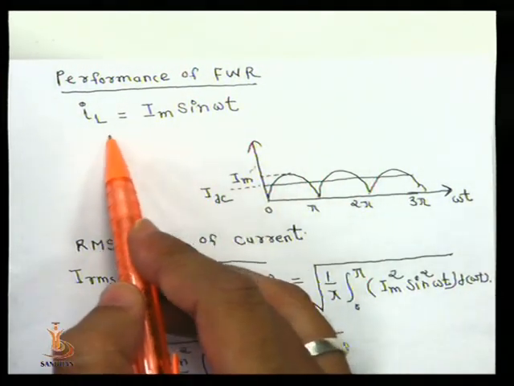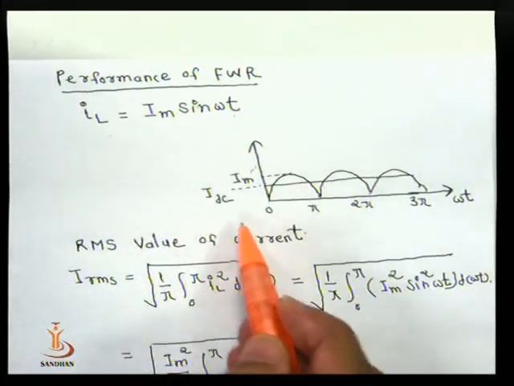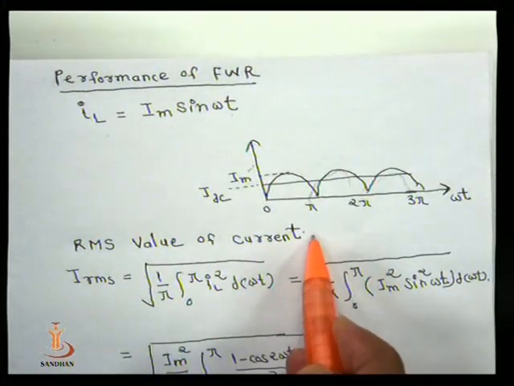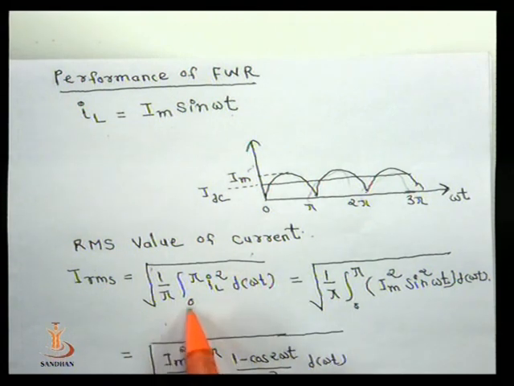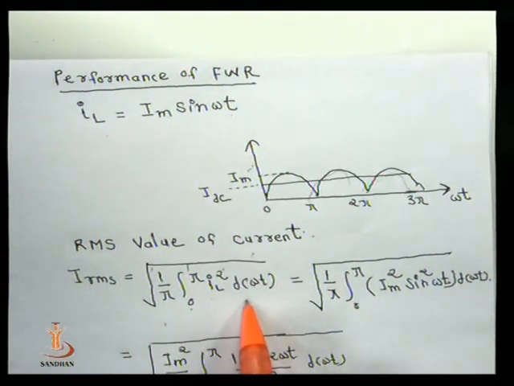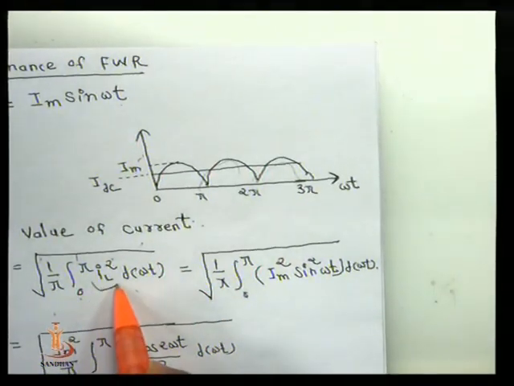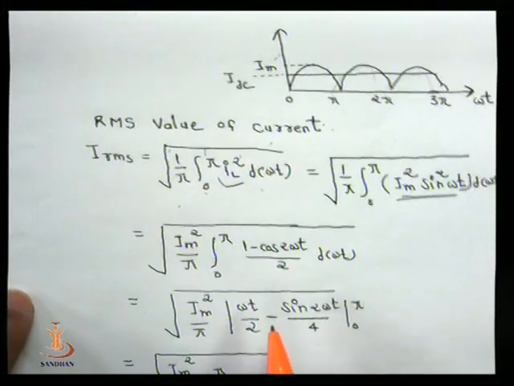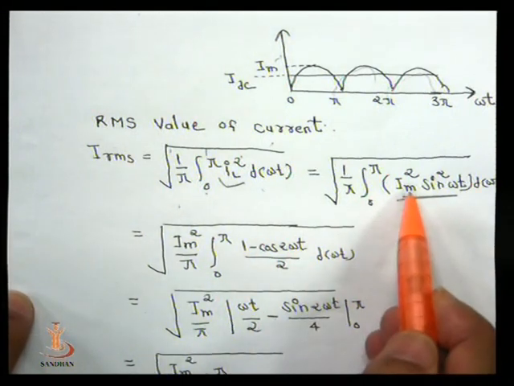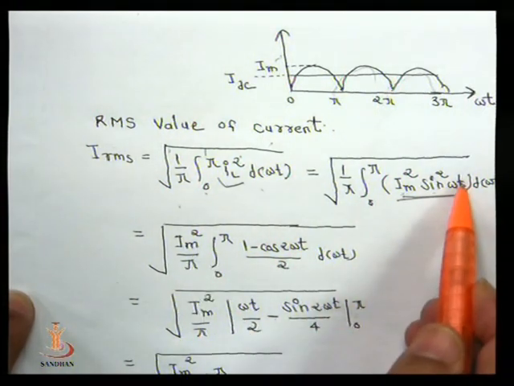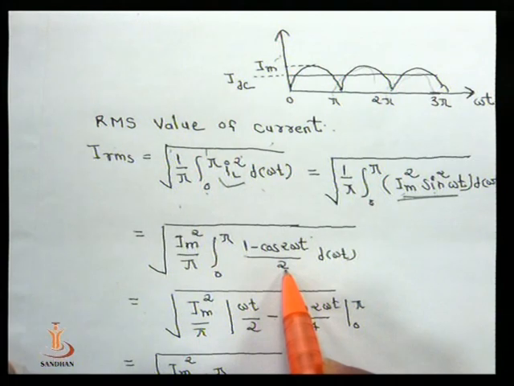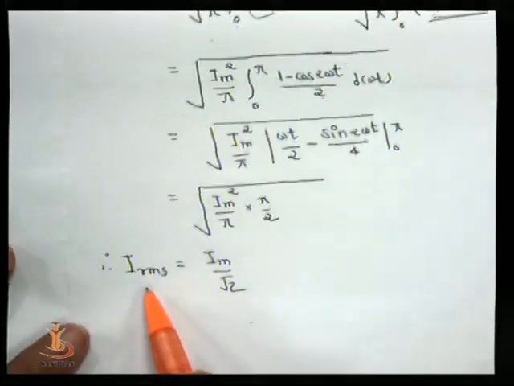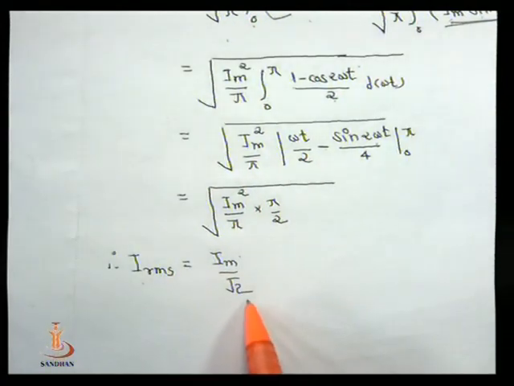Now IL equal to Im sin omega t is the waveform for the full wave rectifier. The RMS value of the current is nothing but under root 1 upon pi, 0 to pi, IL square d omega t. If one puts the value of IL like this, then Im is taken out, sin square omega t is 1 minus cos 2 omega t upon 2, integrate 1, integrate cos, one is getting IRMS equal to Im by root 2.